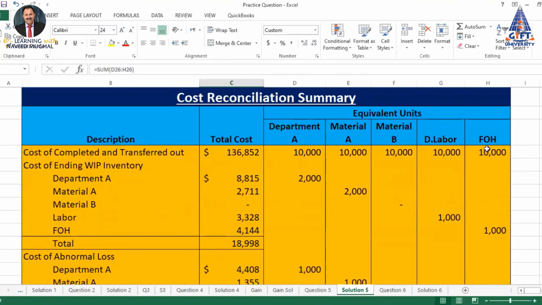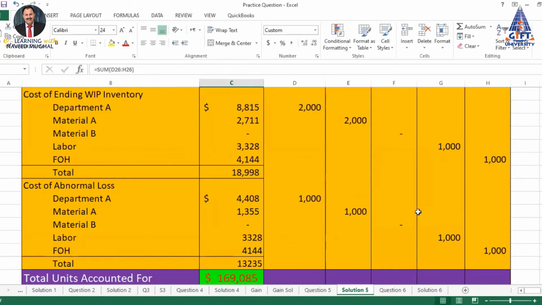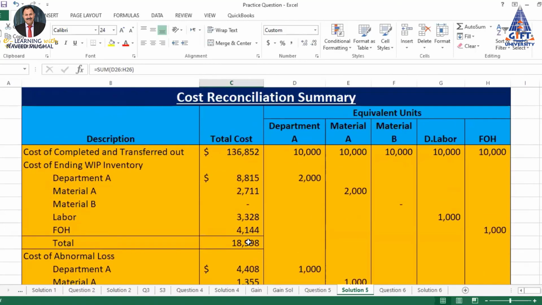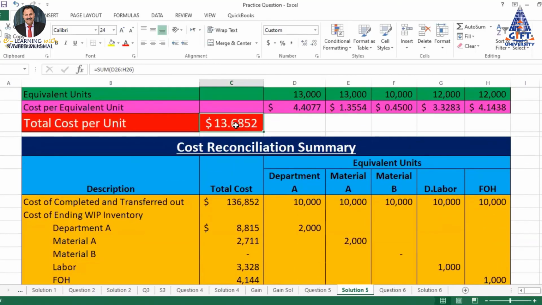And if we have such a situation in loss units as well, where we have 1000, 1000, 1000, 1000 and 1000 over here in 5 columns, we need not calculate separate figures. We just have to calculate only one figure by multiplying by this whole per unit cost.